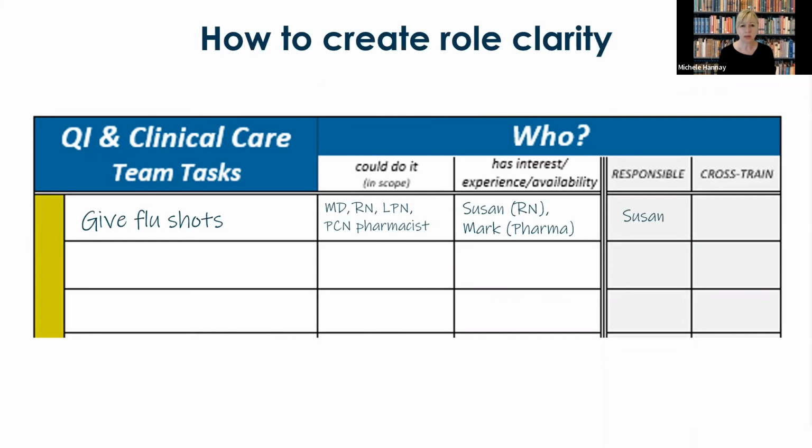Now, in the discussion, it's decided that Susan, the RN, will be the one who is responsible for overseeing and delivering most of the injections, mainly because she works full-time, and Mark, the pharmacist, is in 3 days a week. So he will definitely support and help when he's there, but Susan will be the lead. And then Chris, the LPN, will be cross-trained because although she's maybe a little rusty, it is in her scope. So she's going to learn.